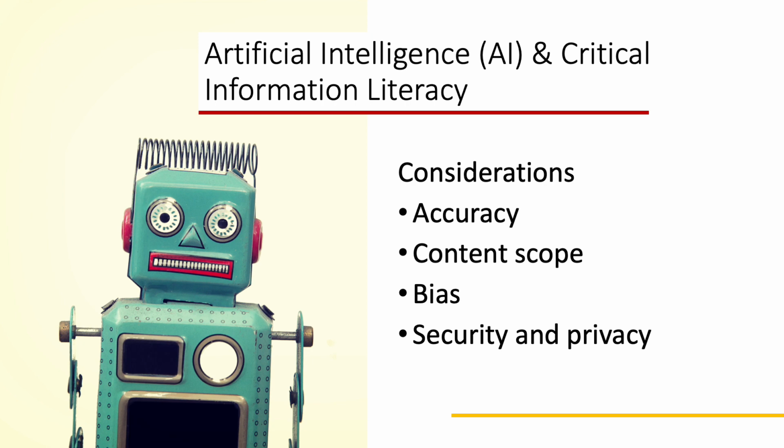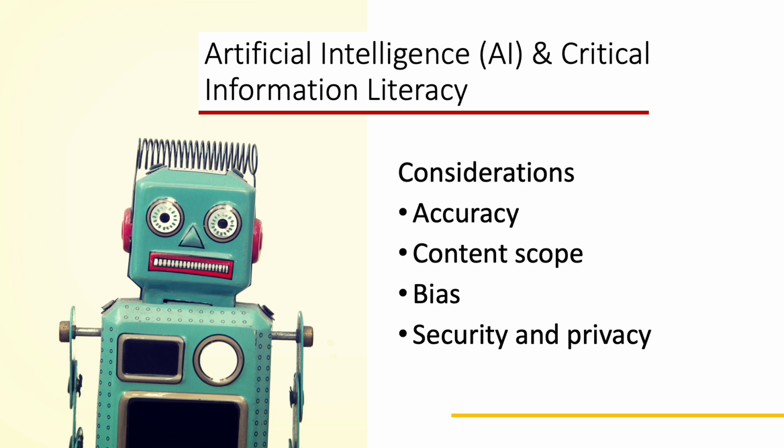Another thing to consider is content scope. All of these generative AI tools draw from huge inputs of data. You have to question, does the system you're using tell you where the data is coming from? With Bing, it's coming from Google. With ChatGPT, we're not completely clear on where all that data is coming from.